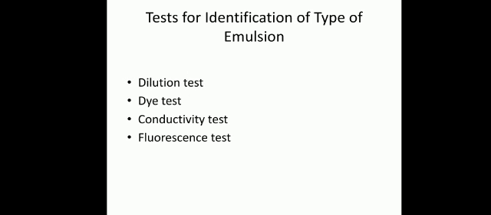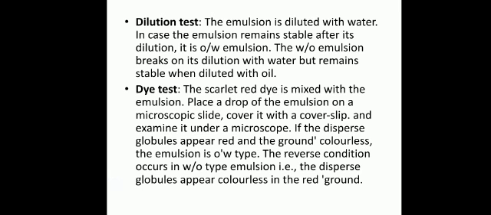Tests for identification of type of emulsion. There are mainly 4 tests: dilution test, dye test, conductivity test, and fluorescence test. Now, dilution test. The emulsion is diluted with water. In case of emulsion which remains stable after dilution, it is oil in water emulsion.